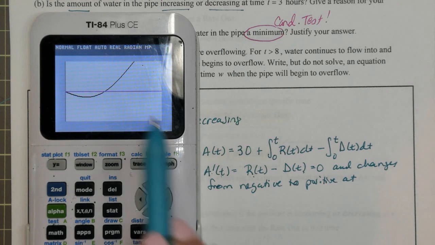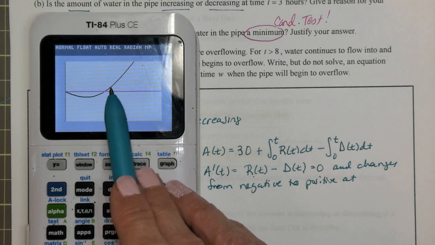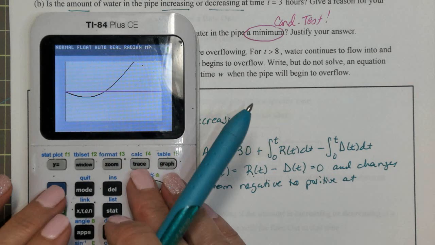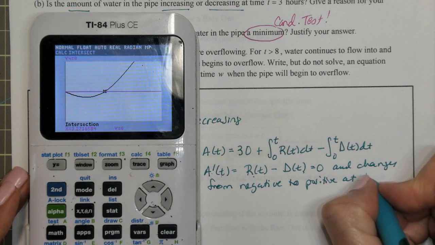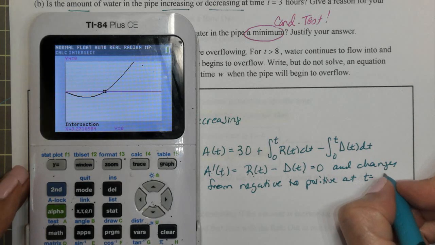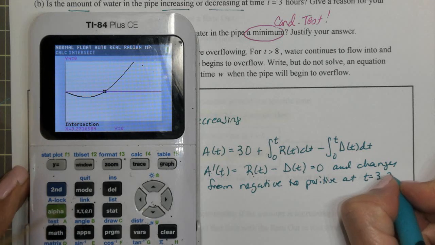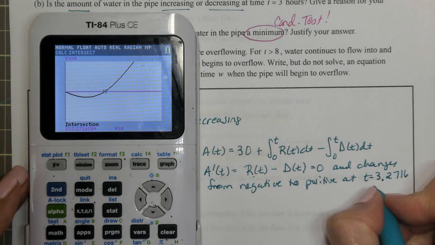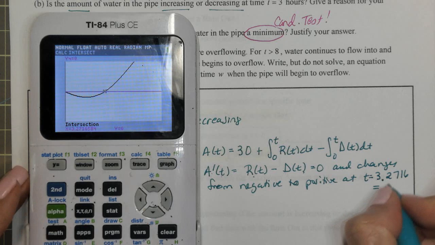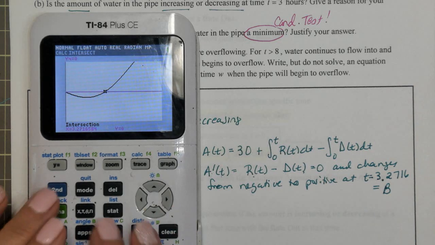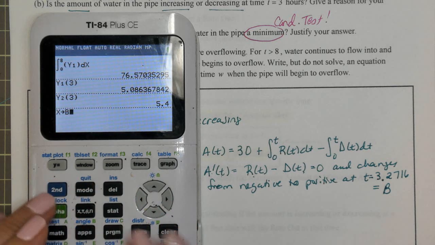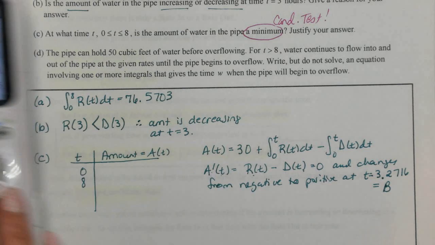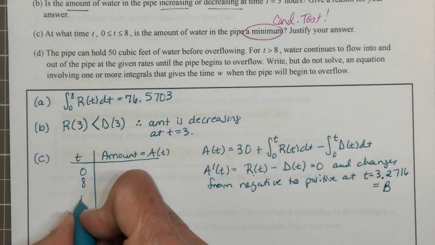And it is changing from negative to positive. The rate is changing from negative to positive right here at time equals, gosh, that pink is so light, 3.2716. And I'm going to call that, I almost wrote an A there, I'm going to call it B, all right? Second quit, X store B. All right, now I have it stored in for B.